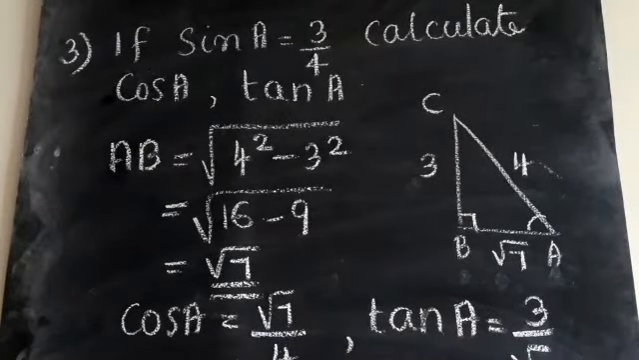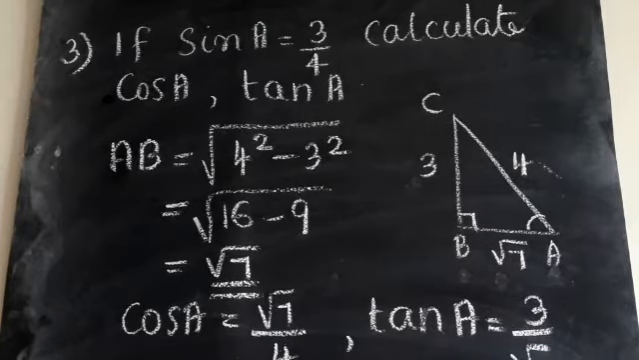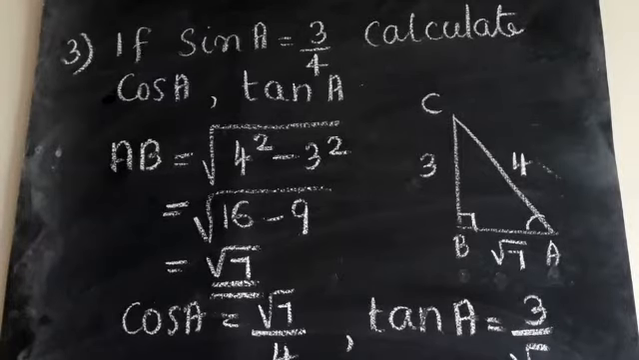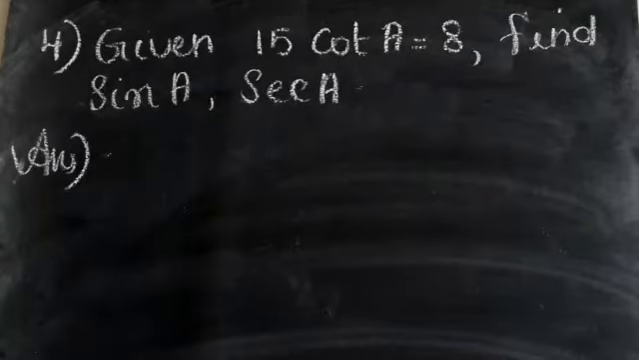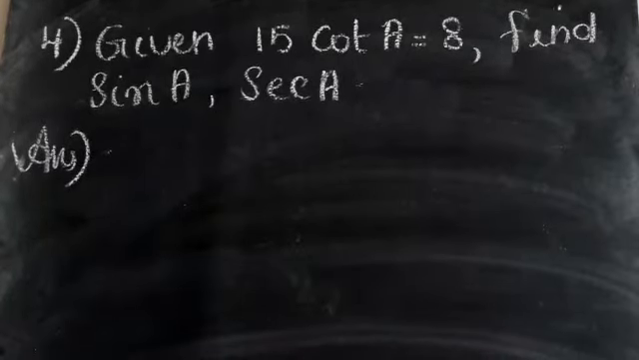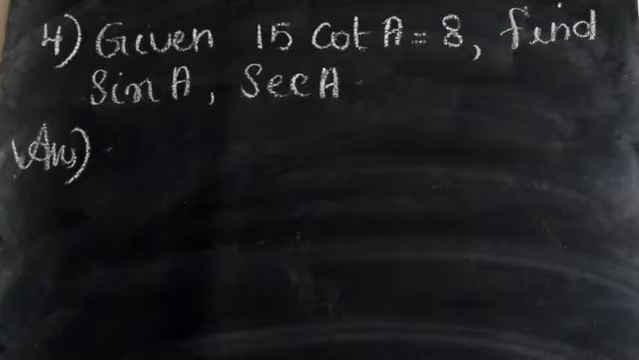So first you find out the unknown side. After that, cos A and tan A are equal to root 7 by 4 and 3 by root 7. Fourth question, given 15 cot A is equal to 8. Find sin A and sec A.